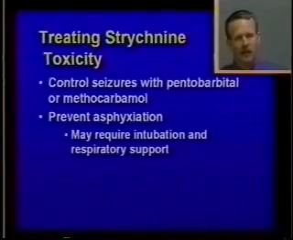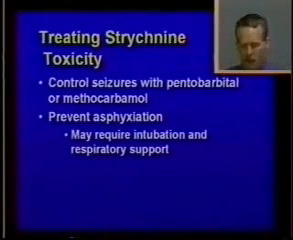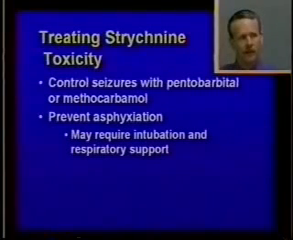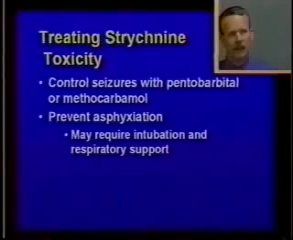So the most important thing to deal with when treating a strychnine intoxication is to control the seizures that are the hallmark of this poisoning. You're going to want to use either pentobarbital, and you're going to have to basically anesthetize these animals with the barbiturate in order to be effective. Another option is methocarbamol, which is sold as Robaxin. This is a muscle relaxant that's also effective in treating these persistent seizures.